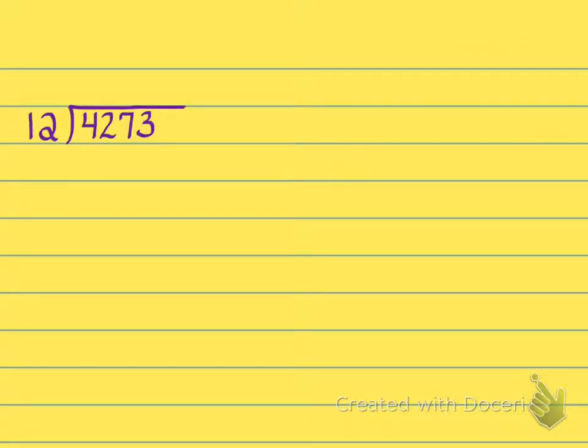All right, let's go ahead and do another problem. On this one we have 4,273 divided by 12. Now you'll notice here that I'm not putting commas in my dividend or within my problem, because sometimes they could be mistaken as decimals, especially if you don't write them clearly. So I just strictly write exactly what you see here.